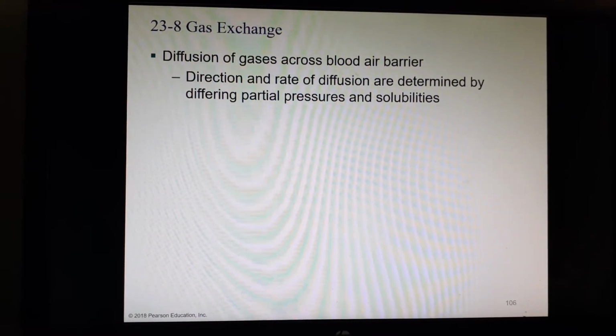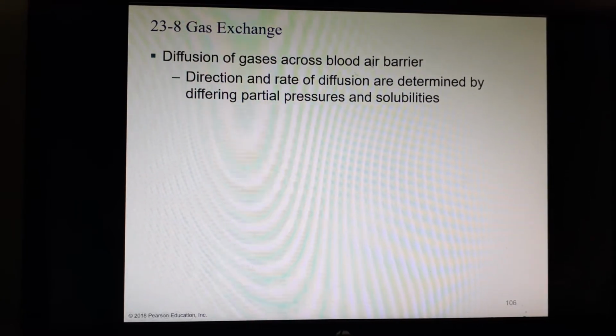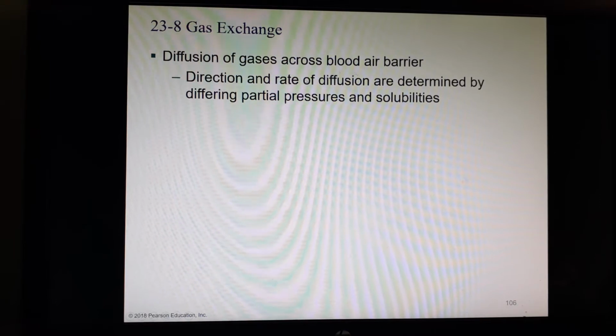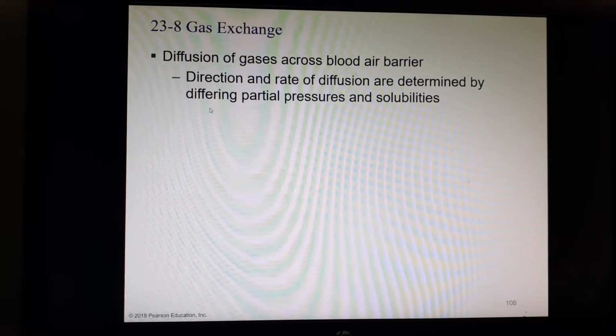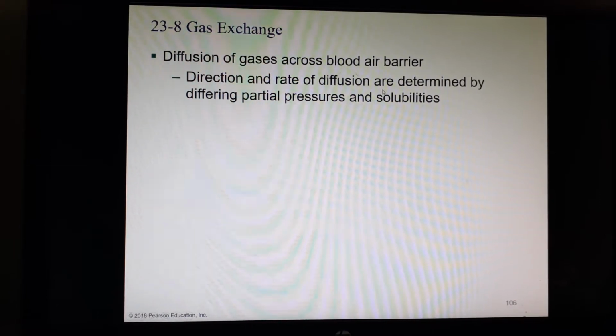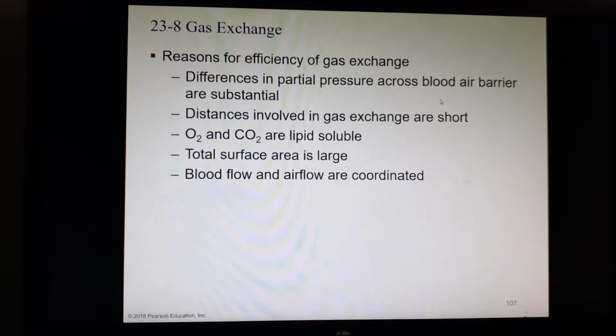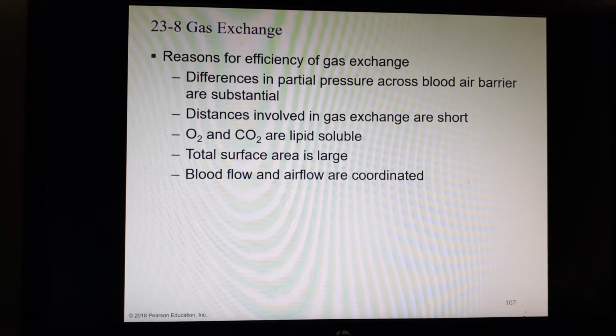So when the gases diffuse across the blood-air barrier, the direction and rate are determined by their different partial pressures and their different solubilities. So reasons for how fast gas exchanges happen.